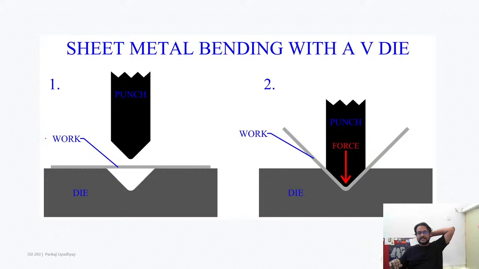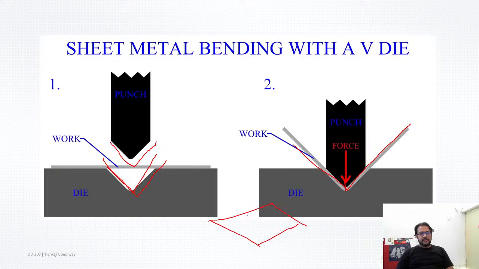Let's discuss the specific bending operations. The first one is V bending. It is a very simple process of bending a sheet metal using a die which has a V notch. The sheet metal is kept on top. A punch with a similar kind of positive shape is pressed onto the sheet metal, and you will get this kind of bend at that location. So naturally, if you have a sheet metal like this, you can bend it along the whole length using these kind of processes.